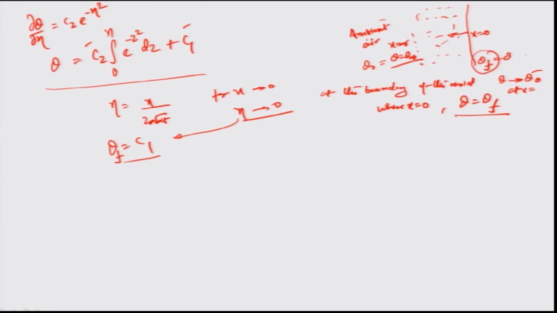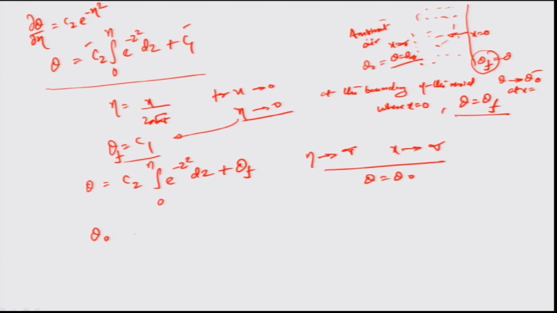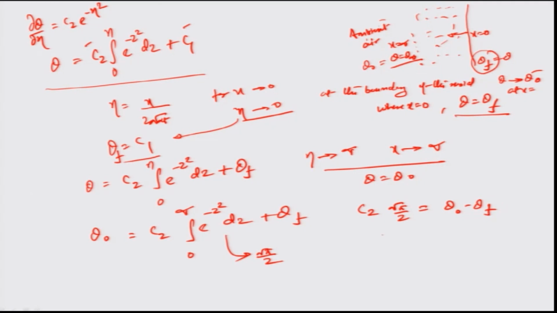Theta equal to theta f here, and therefore theta can be represented as c2 integral 0 to eta e to the power of minus z square dz plus theta f. Let us look at the case when eta is infinity, corresponding to x tending to infinity, where theta becomes equal to theta 0. So theta 0 equals c2 integral 0 to infinity e to the power of minus zeta square d zeta plus theta f, and this is a numerical integral whose value is estimated as root pi by 2. That is how you can estimate the c2 value. In this case c2 times root pi by 2 equals theta 0 minus theta freezing, and so c2 comes out to be 2 by root pi times theta 0 minus theta freezing.